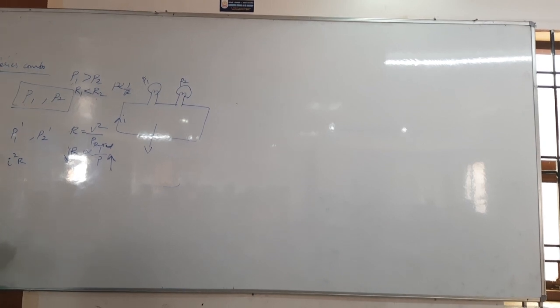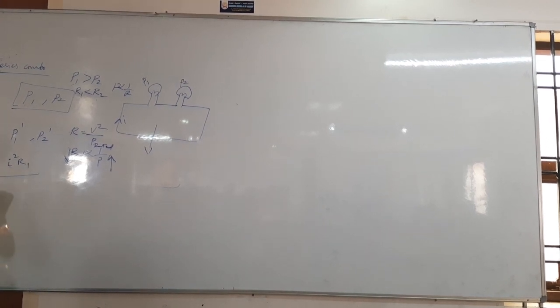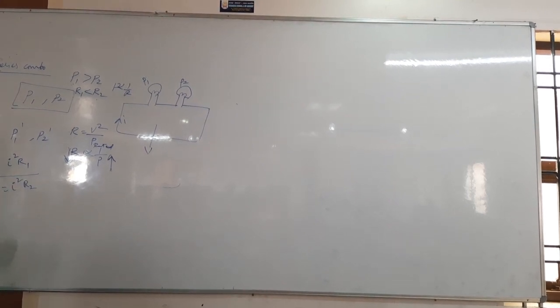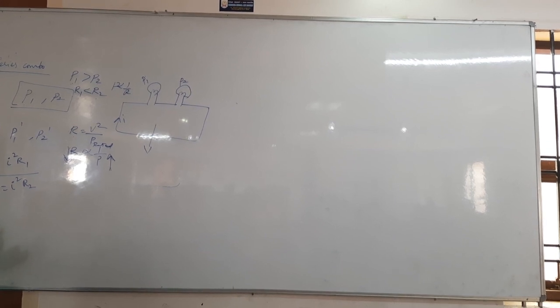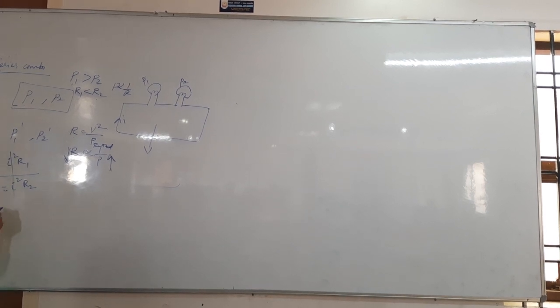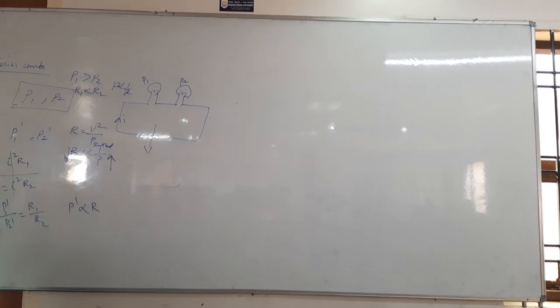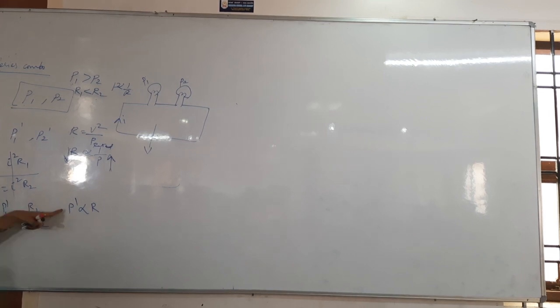To calculate the power consumed by the first resistance, P1 dash is equal to I square into R1, divided by the second power consumed, P2 dash is equal to I square into R2. In both bulbs the current is the same, because this is series combination. Now I square gets cancelled. P1 dash by P2 dash is equal to R1 by R2. From this, can I say that P dash is directly proportional to R after the combination?